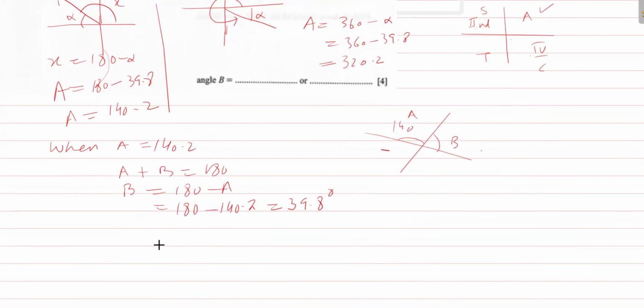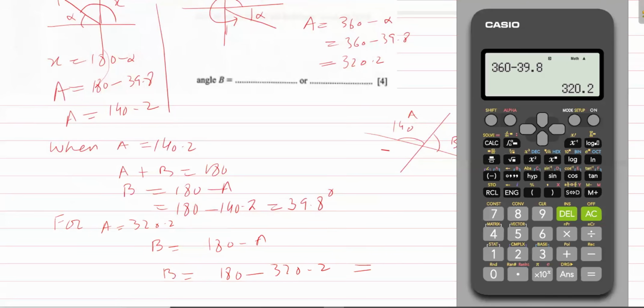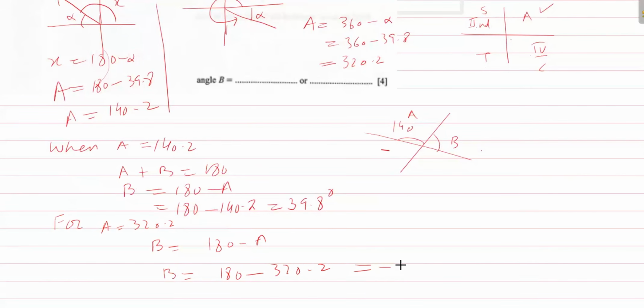And the next option, if we take angle A as 320.2, the angle B equal to 180 minus angle A. When angle A is 320.2, B will be equal to 180 minus 320.2, and this will be equal to minus 140.2. Here are two values of angle B. One is 39.8 degree. The other option is 140.2. This is the solution.